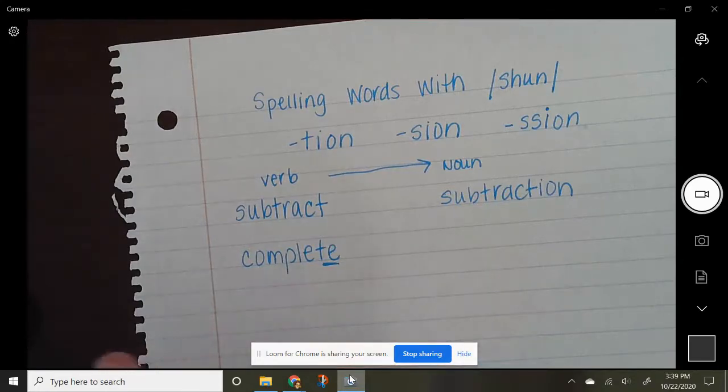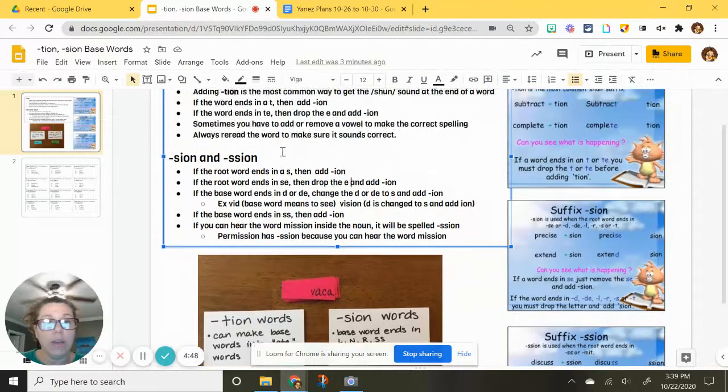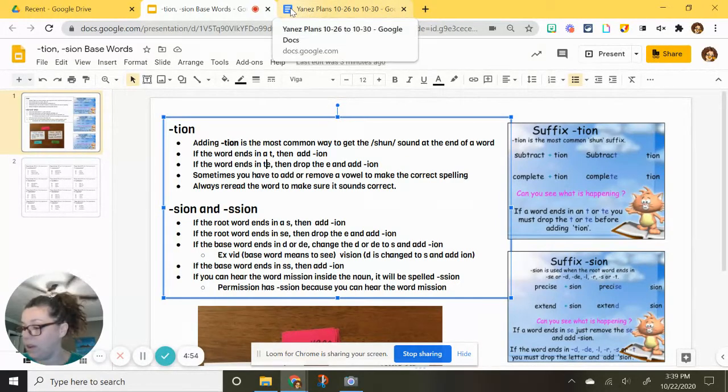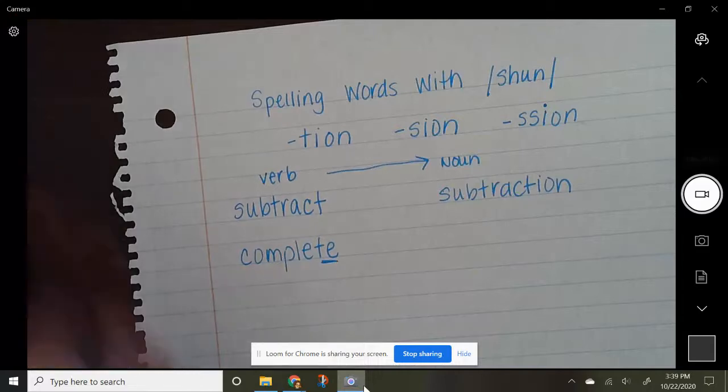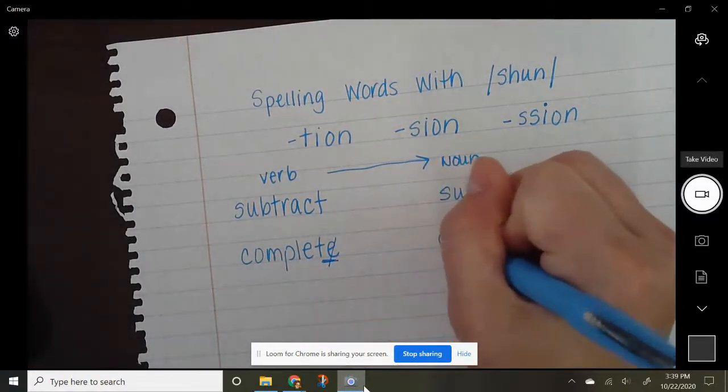I could go back to the rules and look, which let's just quickly do that. Right here, if it ends in a TE, drop the E and add ion. Okay, I can do that. So back here to my camera, drop the E, and add tion.